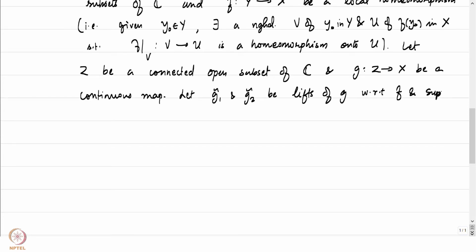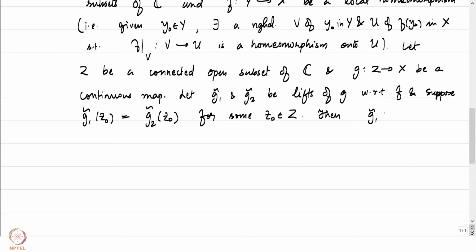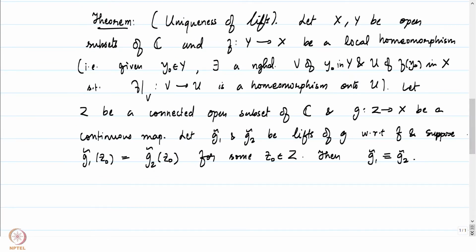And suppose these two lifts agree at one point. Suppose g1 tilde of z0 is equal to g2 tilde of z0 for some z0 in capital Z. Then the theorem tells us that g1 tilde is identically equal to g2 tilde. That's what the theorem tells us. So let me just go over the theorem for you once. Spent quite a lot of time trying to recall what a local homeomorphism is. So let me just focus on the theorem now.